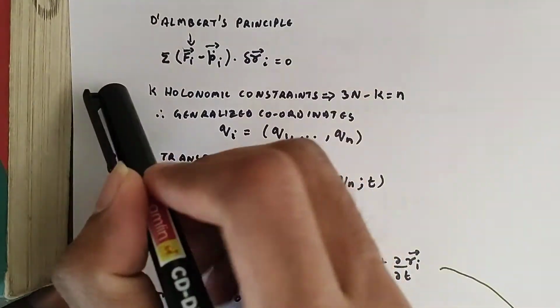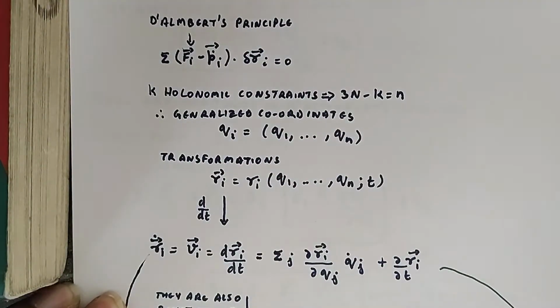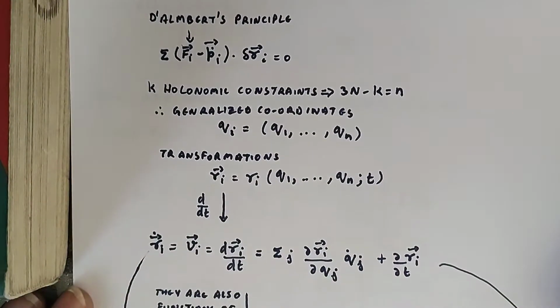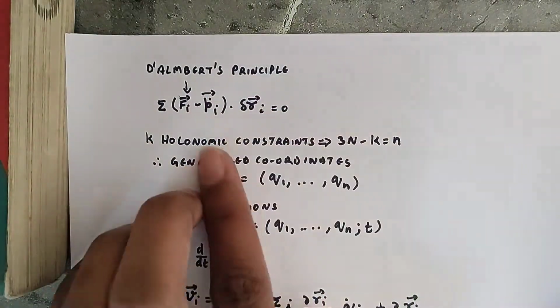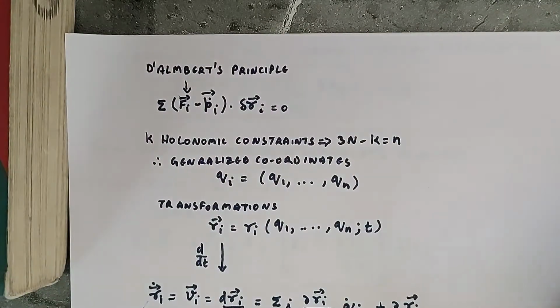Okay, so this is the principle, D'Alembert's principle, that I'm going to use in order to derive Lagrange's equation. So just take this as a lemma, take this as granted for now. So what we do is we state D'Alembert's principle. Okay, this is the mathematical statement of D'Alembert's principle. Just keep that in mind.